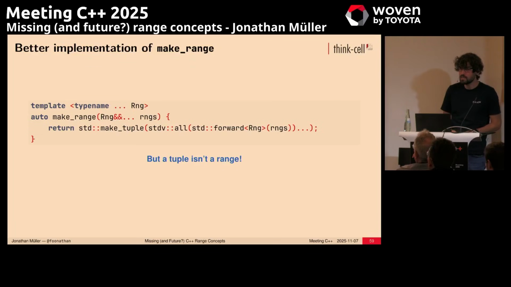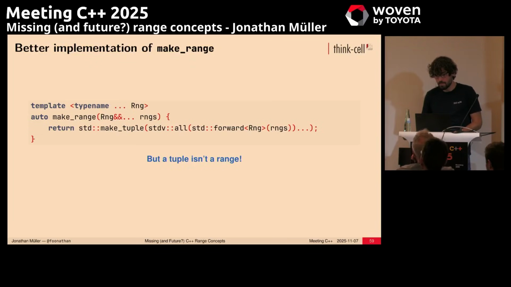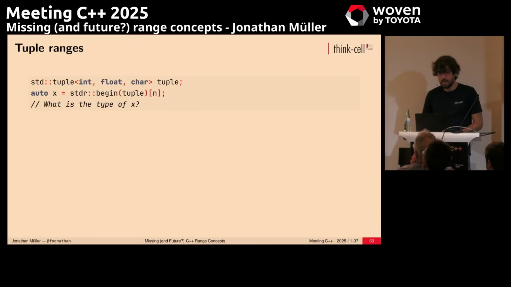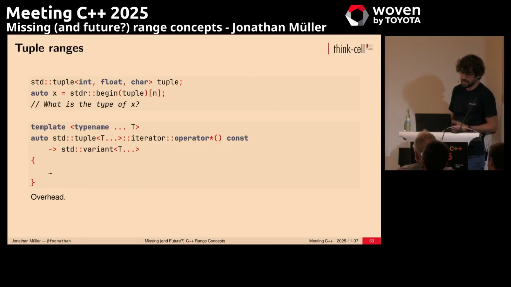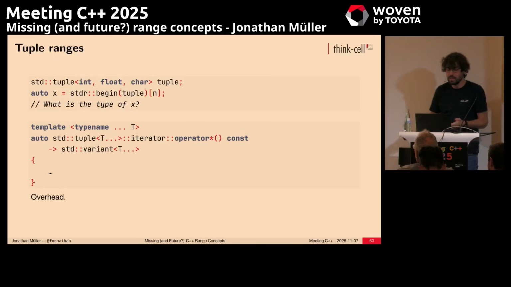Now, of course, a tuple isn't a range. For the very simple reason that if you do this, what is the type of X? Right? It's a variant of all the values, because it's a dynamic index into the tuple, so we don't know the type, so it's a variant. But this adds overhead, right? We really don't want to add iterators to tuple.